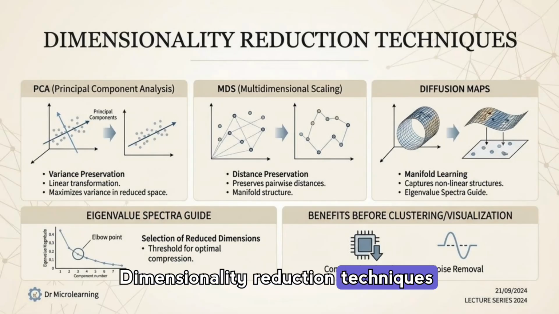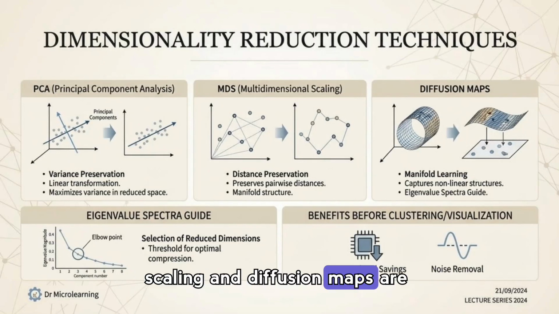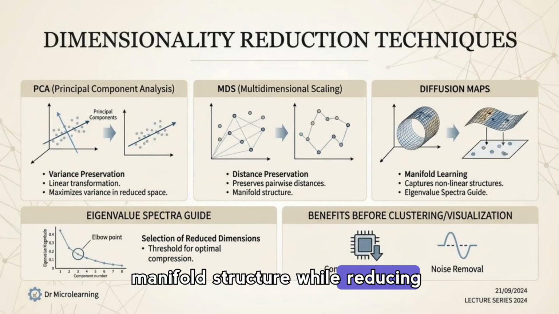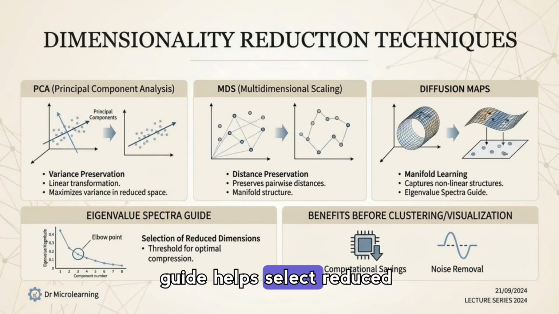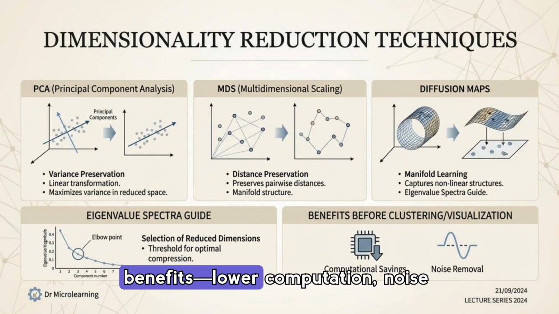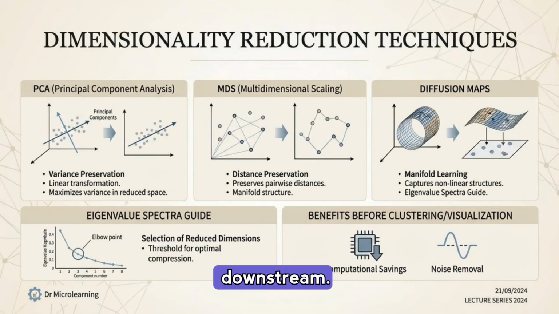Dimensionality reduction techniques such as PCA, multidimensional scaling, and diffusion maps are presented as tools to preserve variance, pairwise distances, or manifold structure while reducing features. The Eigenvalue Spectra Guide helps select reduced dimensions, and the slide underscores the practical benefits: lower computation, noise removal, and clearer patterns for clustering or visualization downstream.